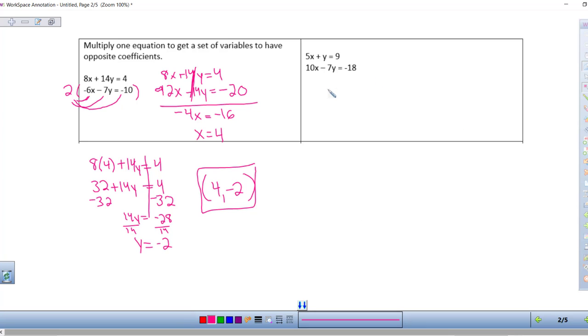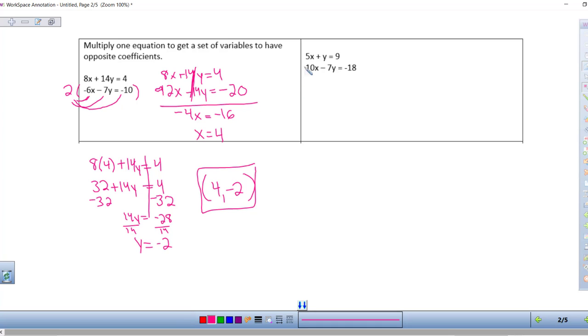Okay, the next problem. Again, I'm looking for opposites. I don't see opposites. I don't see that the signs need to change, but I am going to have to multiply. I could multiply 5 to get to 10, or I could multiply 1 to get to 7. When we are doing elimination with multiplying, you will find that you have the choice of what to multiply by. You could get the same answer as someone else, just multiplying by a different number. It doesn't matter.